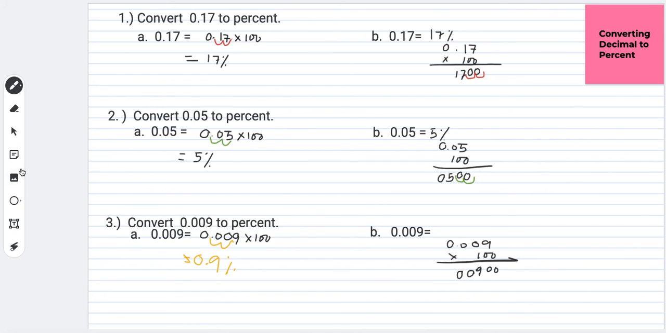And count the number of decimal points that we have, 1, 2, 3. Then we have to move our decimal point here, 1, 2, 3. So our answer now is 0.9%. We have to annex the percent sign. This is how to convert decimal numbers to percent.